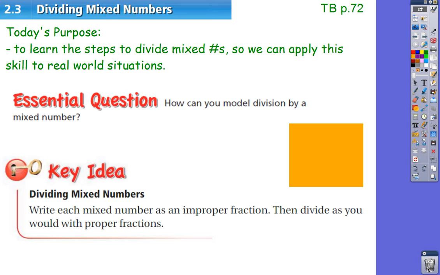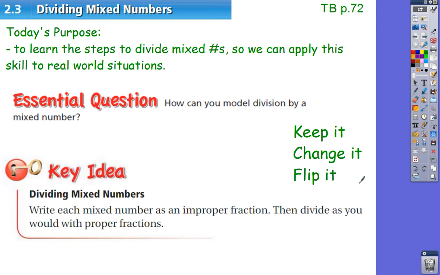So I want to review our steps from yesterday or the last lesson. The 3 steps you needed to remember were keep it, change it, flip it. So you're going to keep the first fraction as it is. Change the sign. It was divide, you're going to change it to multiply. And then finally flip over the second fraction or use the reciprocal of your second fraction.